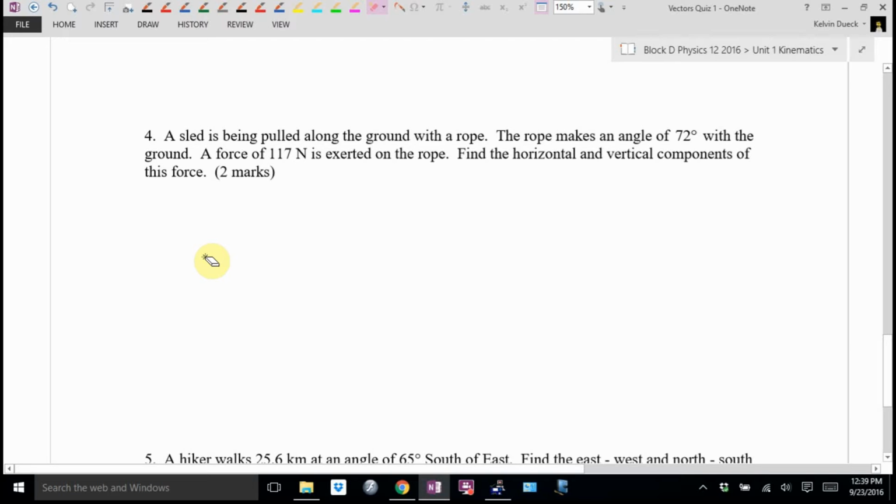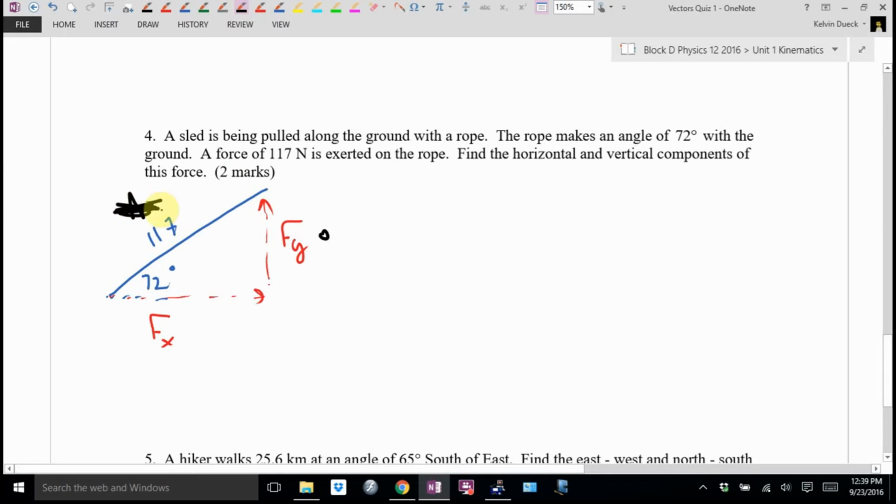Although for some reason I pointed the sled that way, I'm going to redraw this as though the sled is being pulled up and right, because that's typically how we have things going. Whichever way, you're going to get the same magnitudes no matter what. Apparently, it makes an angle of 72 degrees with the ground, and it's 117 newtons. It's slanty. This is a job for components. It's a force. I'll call it Fx. Fy. Opposite. Hypotenuse. Adjacent.